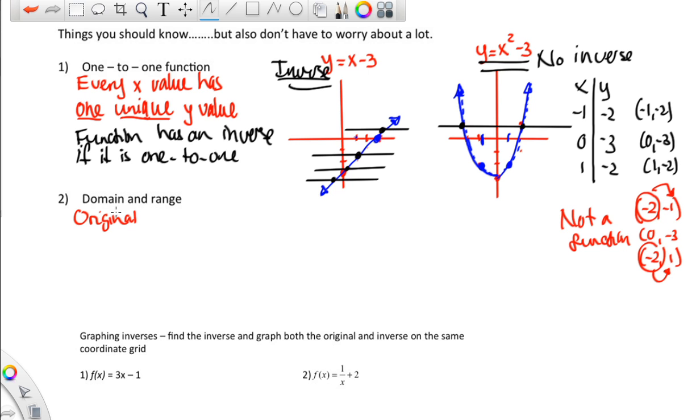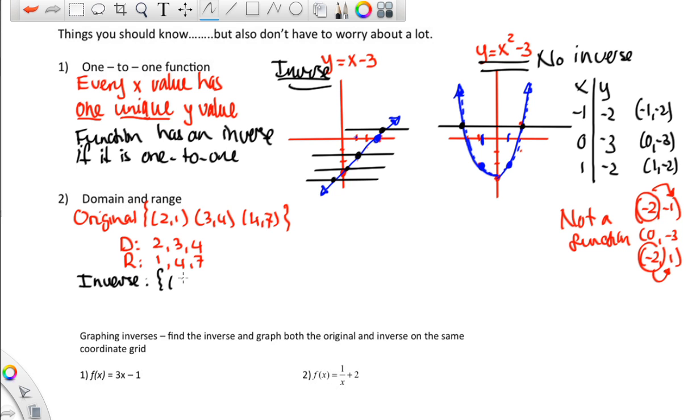So let's say that I have an original function and it is (2, 1), (3, 4), and (4, 7). Okay, so that's the whole function. Well, the domain for this function would be 2, 3, and 4. And the range would be the values in the y, so 1, 4, and 7. Okay, let's look at our inverse. So for the inverse, we can just swap x's and y's, right? So (2, 1) becomes (1, 2). That becomes (4, 3). And this becomes (7, 4).